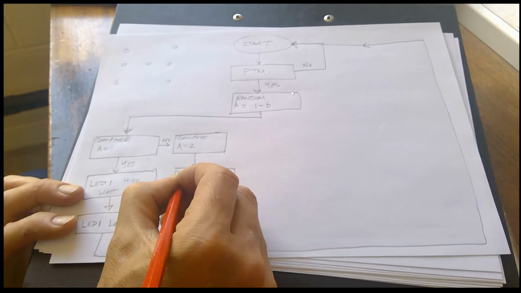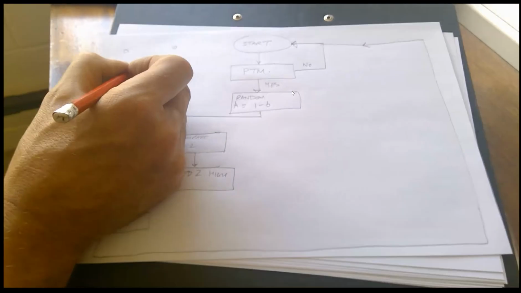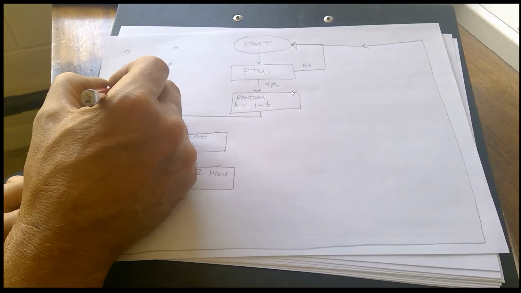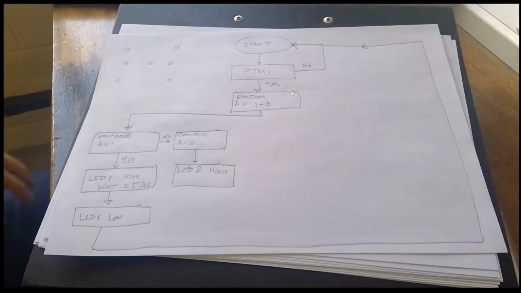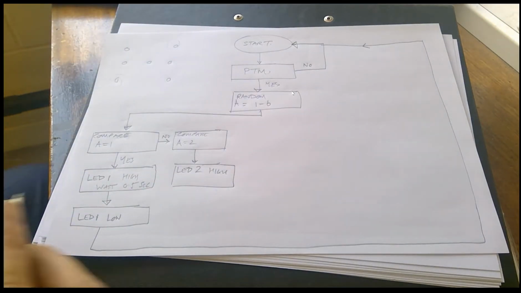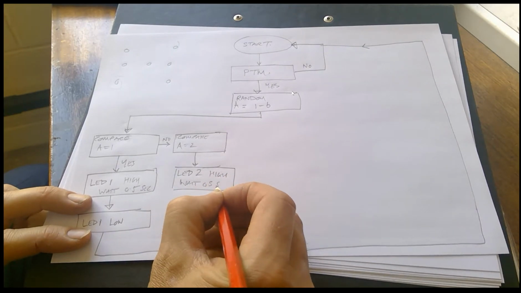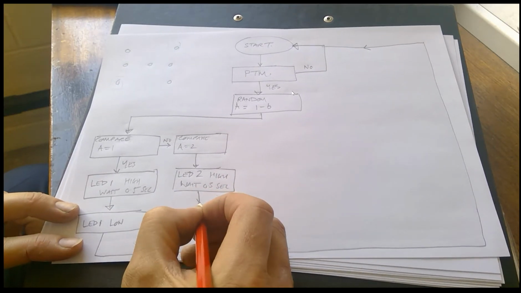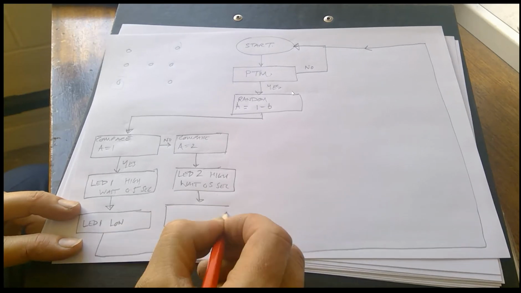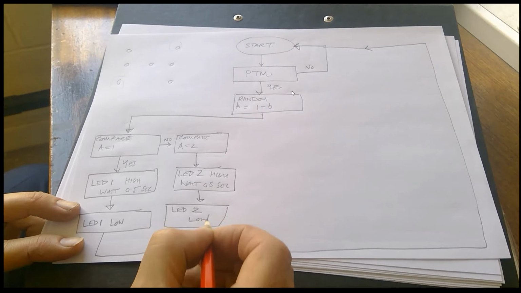If it does equal 2, then LED 2 is high. Now LED 1 will be this one, LED 2 will be this one and this one. You see, it'll be those two, won't it? So LED 2 high, we're going to put the wait command in for 0.5 of a second, and then LED 2 goes low, and then that goes down.